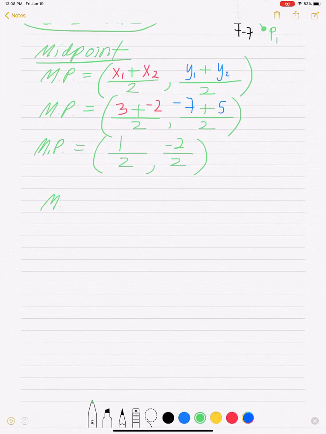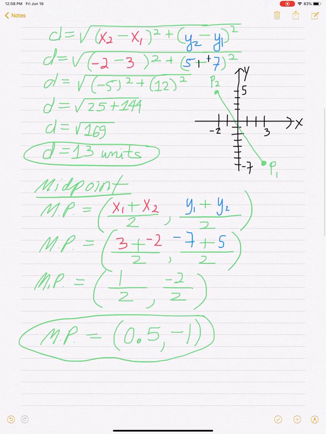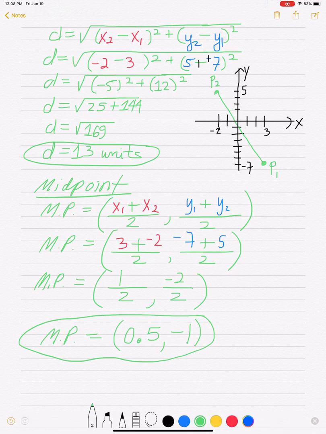MP. I'm going to actually write 1/2 as 0.5. I like to write 1/2 as 0.5. And then negative 2 over 2 would just be negative 1, right? Negative 2 divided by 2 is negative 1. So if we were plotting this midpoint somewhere on the number line, we'd find where is 0.5 positive, negative 1. It would be about right here, right? This point right here. So that should be the midpoint.